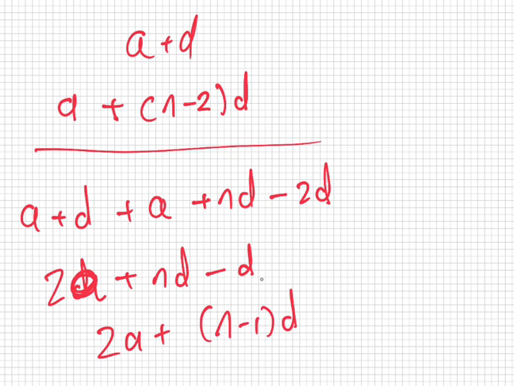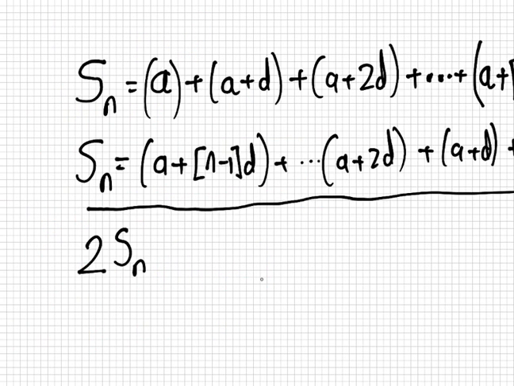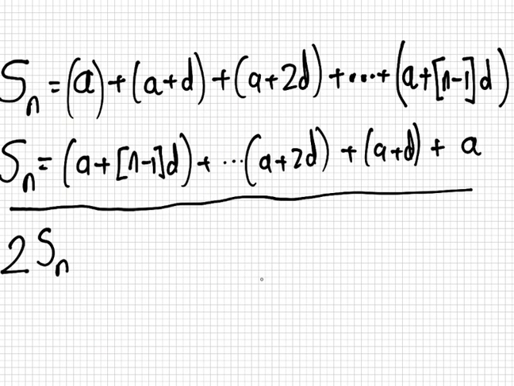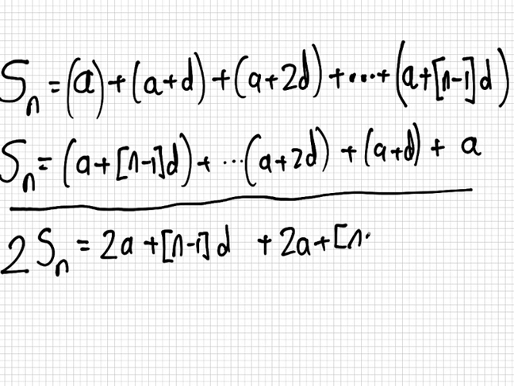This is the point I'm making. When you add these together, you get the same answer each time. You'll always get 2a plus n minus 1d. And then when you go to the next one, it'll be the same, all the way back to the start, or to the end here. So you'll always get plus 2a plus n minus 1d. It's going to be the same each time.